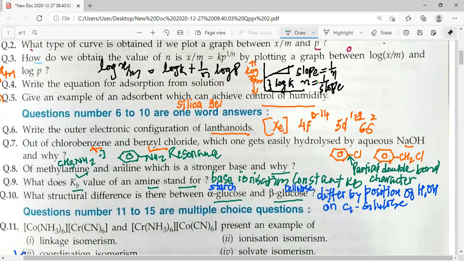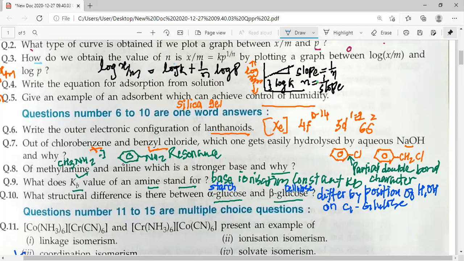How do we obtain the value of n in x by m is equal to k p raised to 1 upon n by plotting the graph between log of x by m and log of p? My dear students, I have tried to show it here: when we plot a graph of log of x by m versus log of p, we get a straight line. That straight line has log of k as an intercept, and the slope is 1 by n, and therefore n is equal to 1 upon slope.